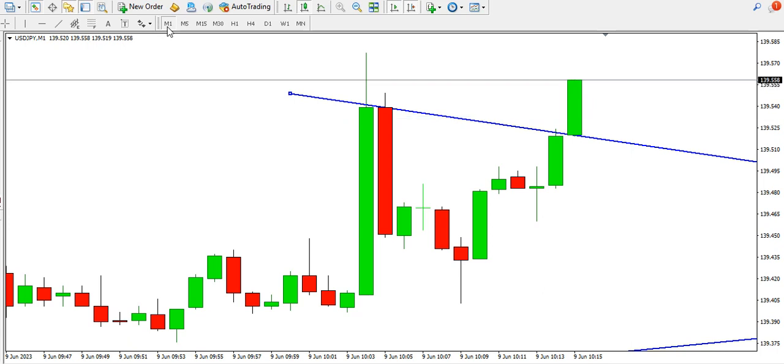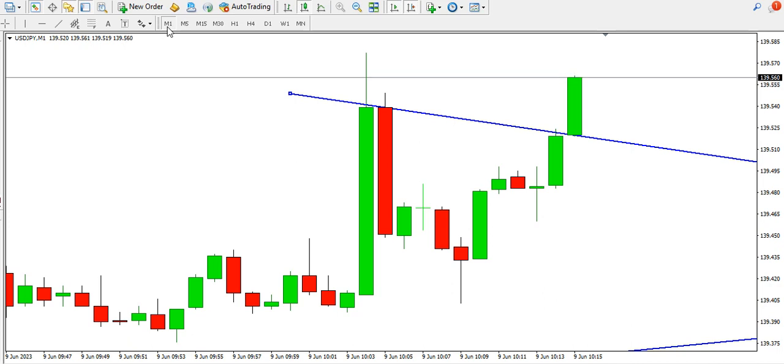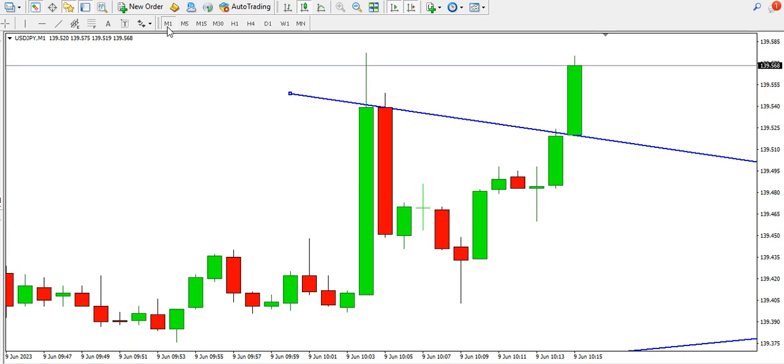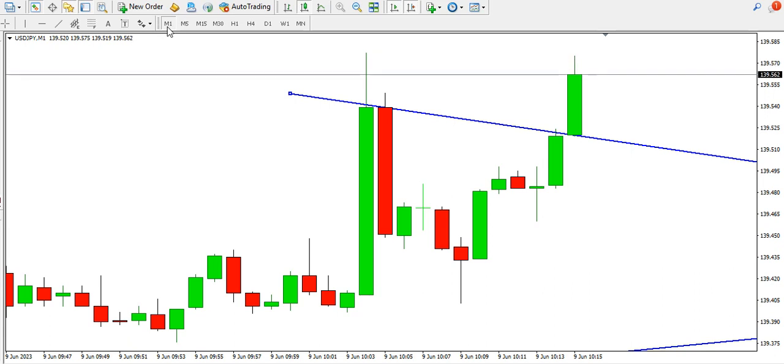So if USD JPY is bullish, you might want to wait for gold to start to form a bearish pattern before you sell, because if USD JPY is buying, you should look at selling gold, and if gold is buying, you should look at selling USD JPY.